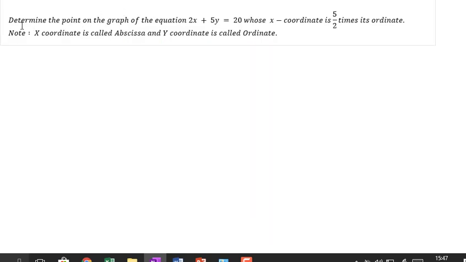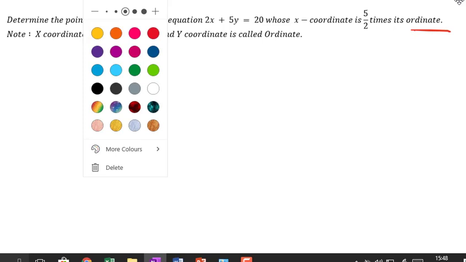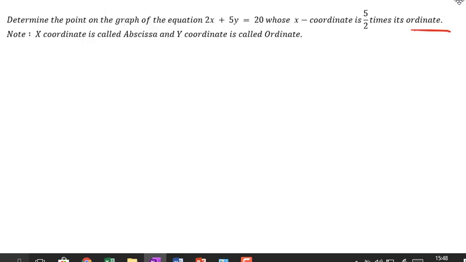Here the question is: determine the point on the graph of the equation 2x plus 5y equal to 20 whose x coordinate is 5/2 times its ordinate. Now ordinate means y coordinate. So here we have to determine the point on the graph whose x coordinate is 5/2 times the y coordinate. Note that the x coordinate is called abscissa and the y coordinate is called ordinate. I hope you know this.